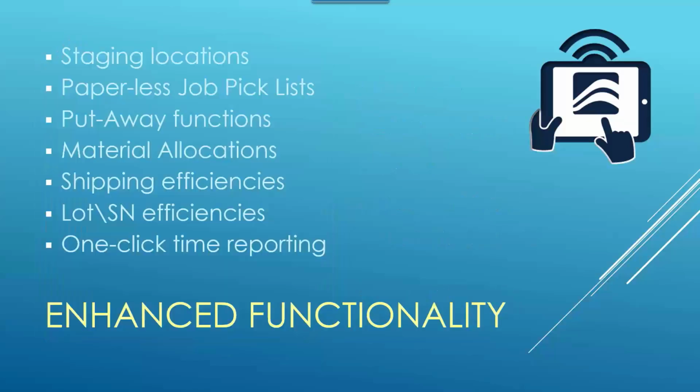Number of different areas, from enhanced functionality, staging locations, paperless job picks, put away functions, material allocations, a lot of shipping efficiencies, a lot of serial number efficiencies, and a lot of labor efficiencies, entering in labor. We have a one-click time reporting, so we can take a look at some of that capability.